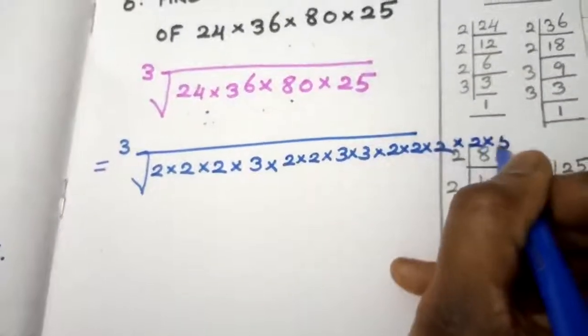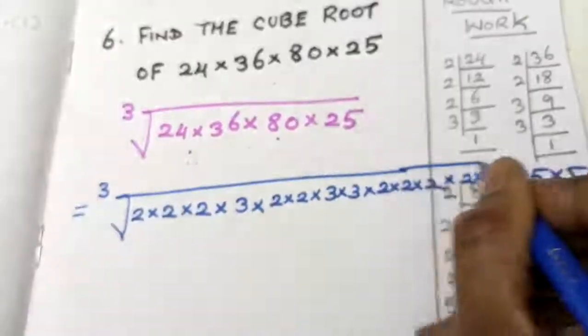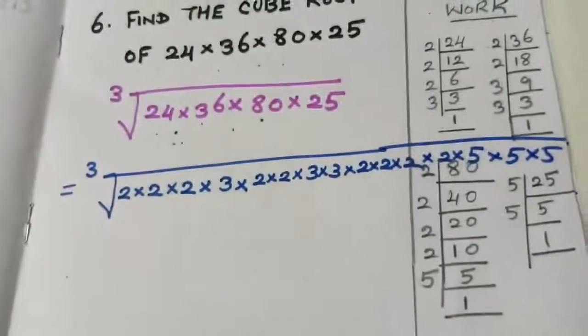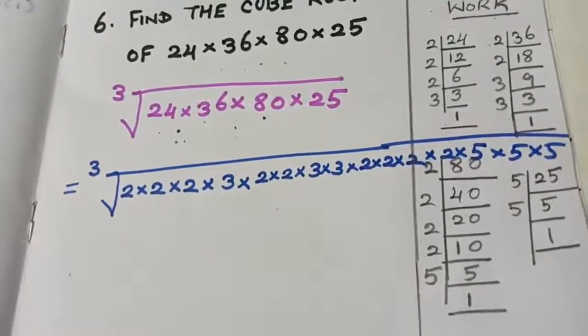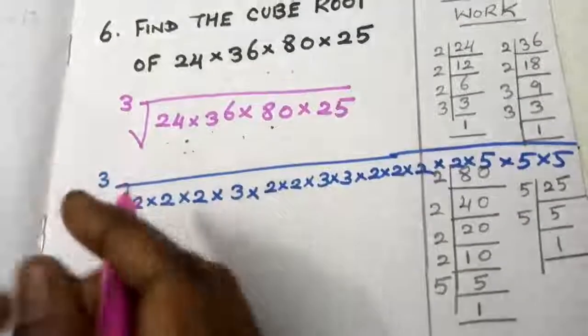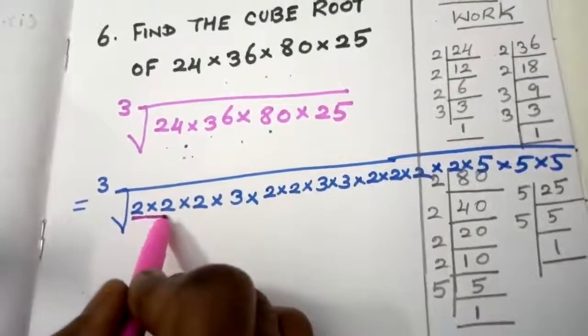2 into 5, and similarly here, 5 into 5. Just extend this one. Now I am going to find 3 times. I am not going to arrange or do anything here, students. First, whatever value is near, 3 times. Just see here, 3 times repeated.